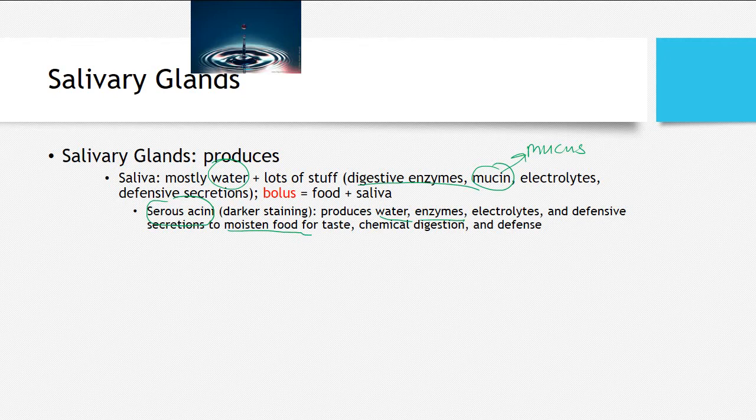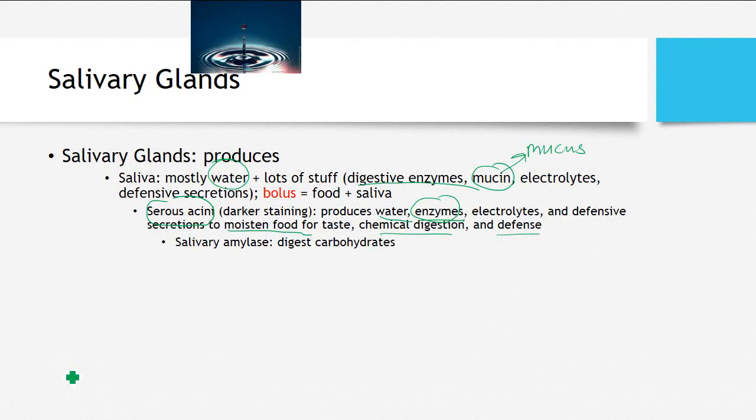That's why when you have a dry mouth, or if you end up drying your tongue and try to taste things, it's a little bit harder to taste things. It's for chemical digestion because of the enzymes that are involved, and for defense because of the defensive secretions.